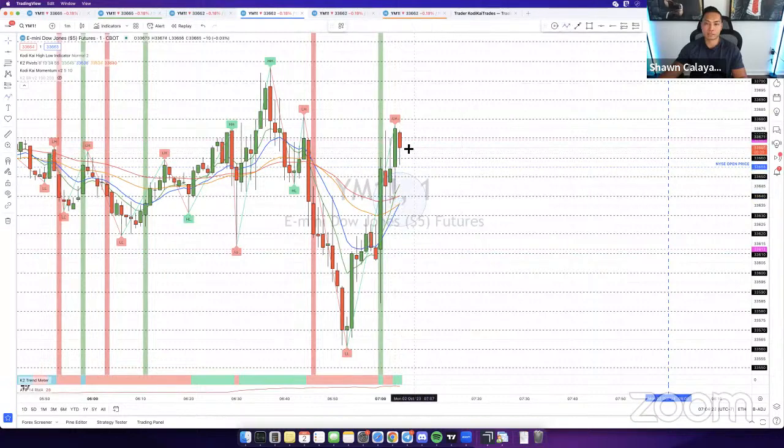So as price continues to climb up higher, the trend will show itself. So we're just waiting for this to show itself. And then once it does, we'll take a look and we'll see where that goes from here.